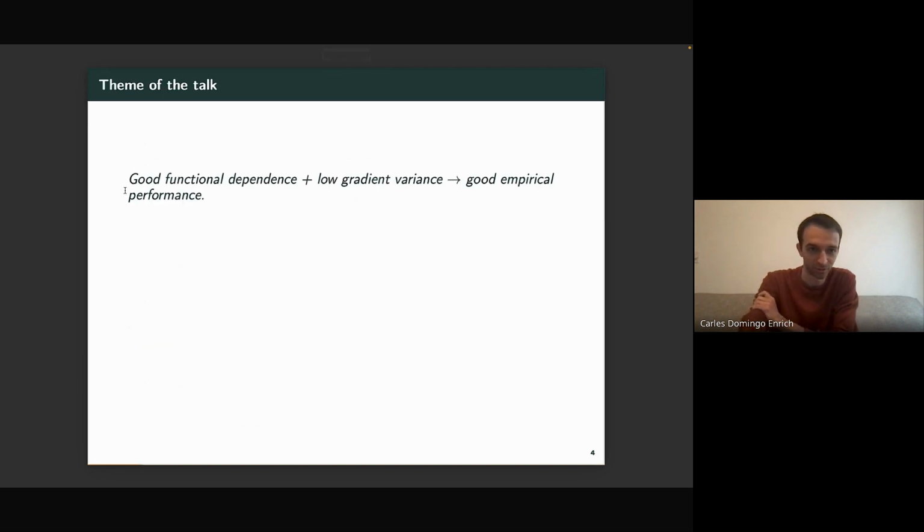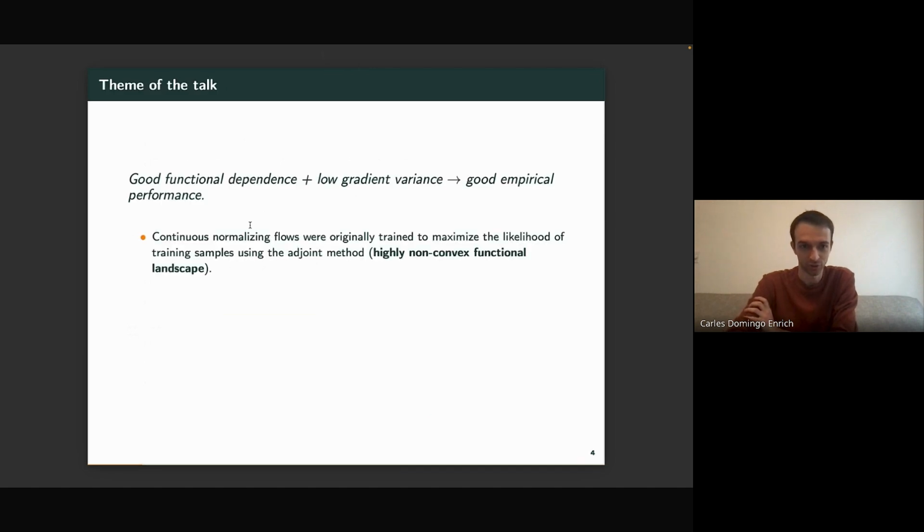The theme of the talk broadly will be that good functional dependence plus low gradient variance gives rise to good empirical performance. And all of these terms will become clear, hopefully, by the end of the talk. So just to make this a bit more concrete, think of continuous normalizing flows, which were originally trained to maximize the likelihood of training samples using the adjoint method. So this is a long sentence, but what I'm referring to here is just, if you're familiar with the work Neural ODE, that's around 2018, that's what that work introduced. If you want to train a normalizing flow, you just need to maximize the likelihood of the training samples. And that involves basically backpropagating through the whole trajectory.